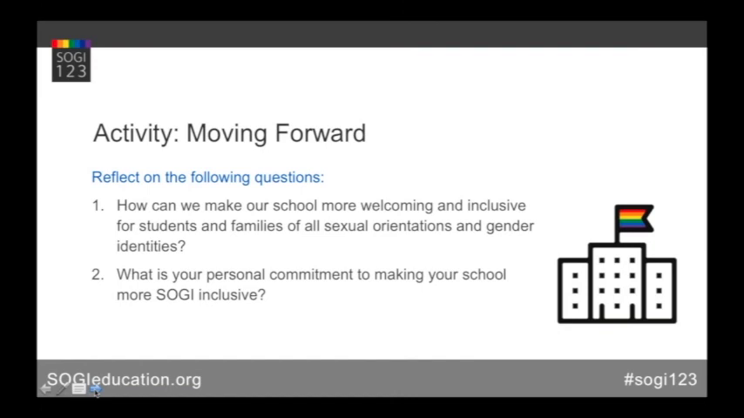Just some closing notes before we take some questions. Thinking about how you can make your school more welcoming and inclusive, you could start with a poster and a sticker. That could be a real powerful thing for some of your students and staff to see.